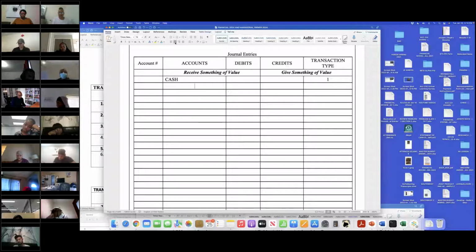What is the account number for cash? 100. That's memorized. What's the account number for common stock? 400. And what was the amount? 10,000.